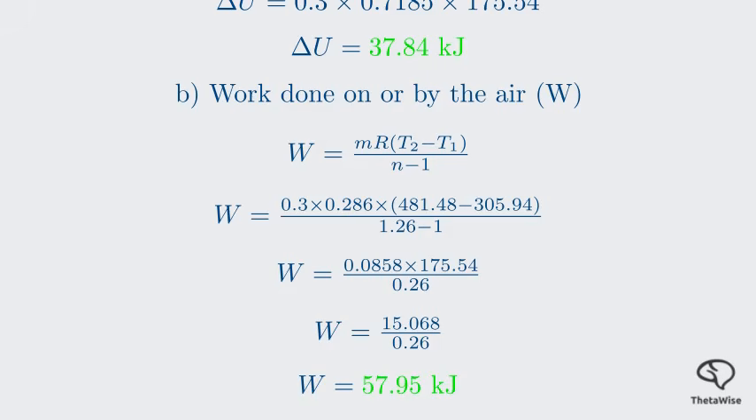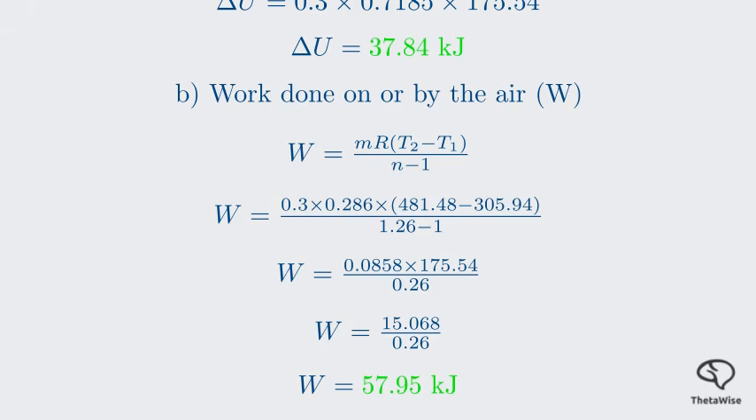Notice my calculated work is positive, while the textbook shows negative. The sign convention for work done is not universal. Some texts define W as work done by the system, so expansion is positive and compression is negative. Other texts define W as work done on the system, so compression is positive and expansion is negative.